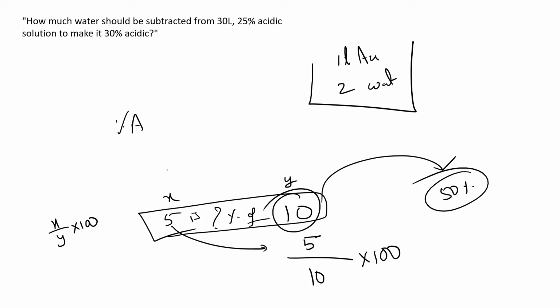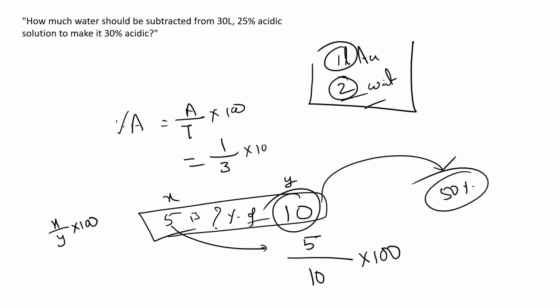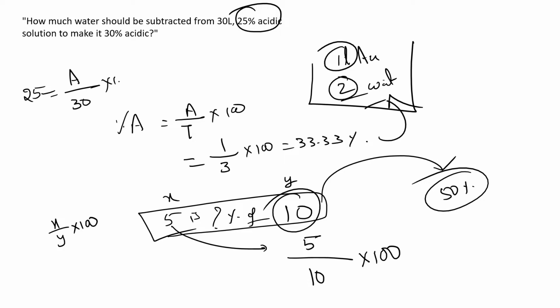Like that, for the acidic percentage, acid is what percent of the total solution, into 100. How much acid do we have? Only 1 liter. How much water? 2, and acid 1, so the total is 3 liters, into 100. That means acid is 33.33% in this solution. Like that, initially we are having 25% acid. 25% means acid is what percent of our total 30 liters, into 100.